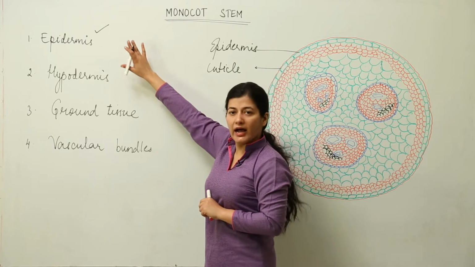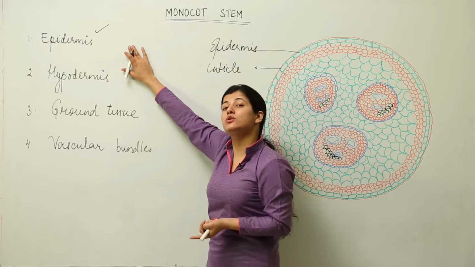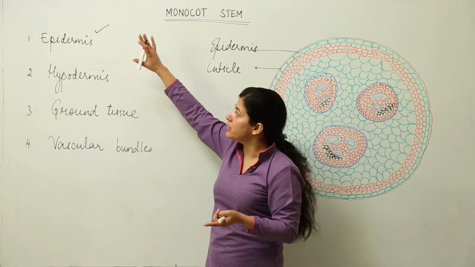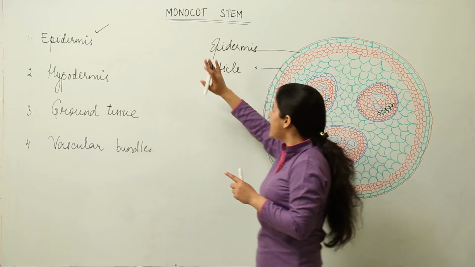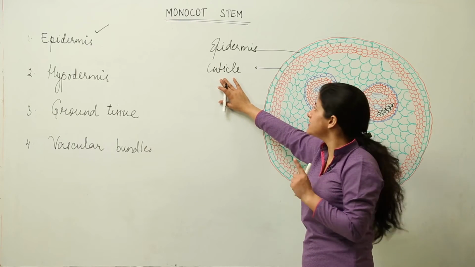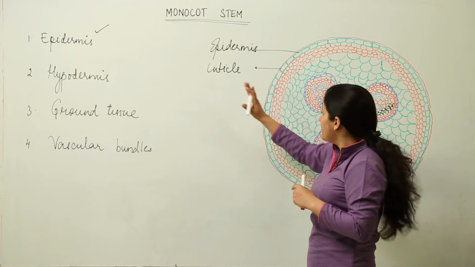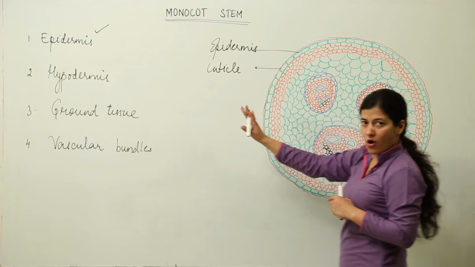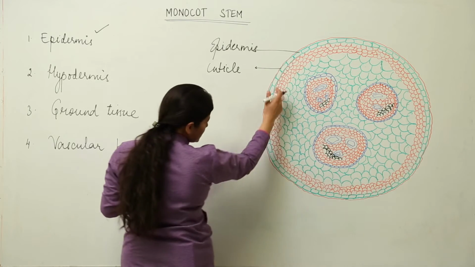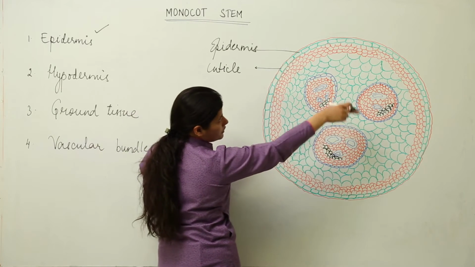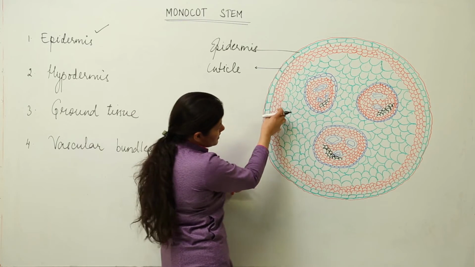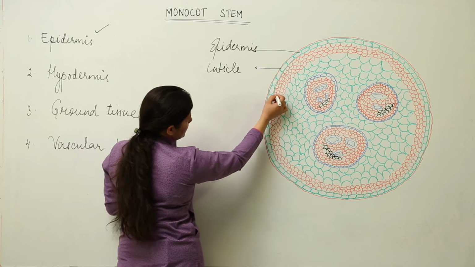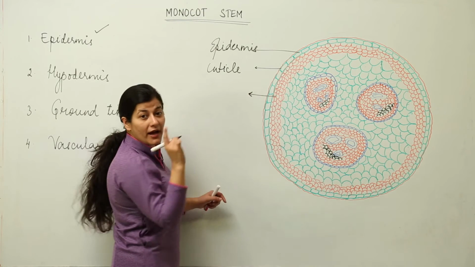The first one is the outermost layer, which was otherwise called epiblema in the root. Over here we call it epidermis. It is lined by a lining known as cuticle. Moving further, we have 3 to 4 layers of sclerenchymatous cells, as you can see, which I have represented over here using the red color. This bunch of cells, 3 to 4 layers of cells, is sclerenchymatous in origin.